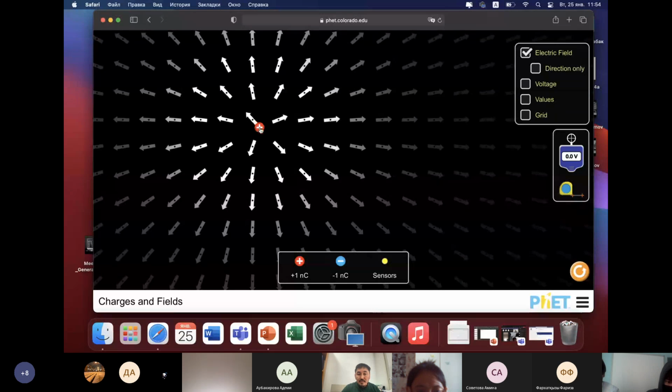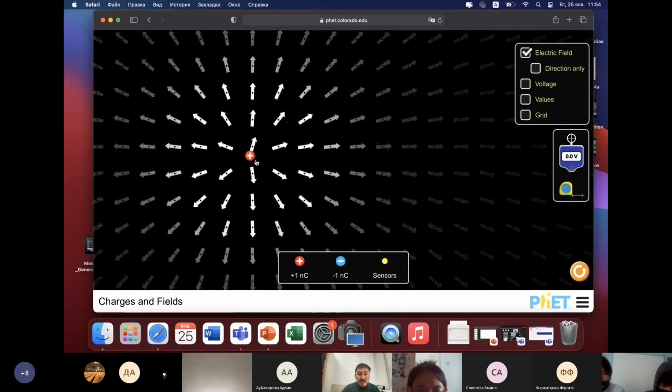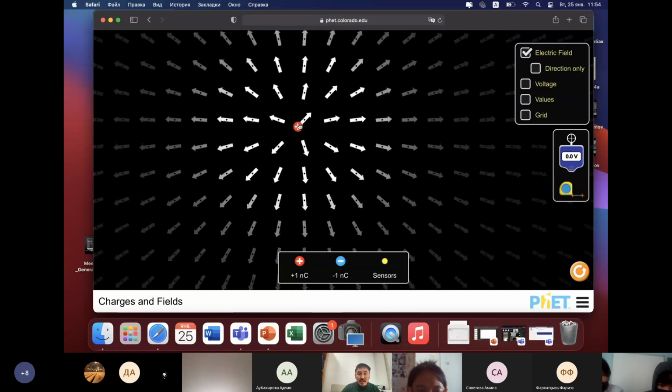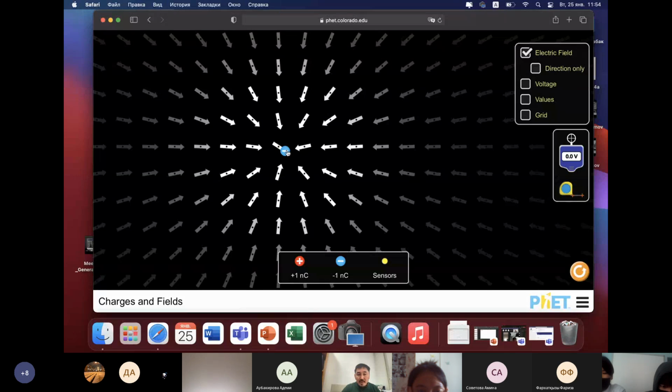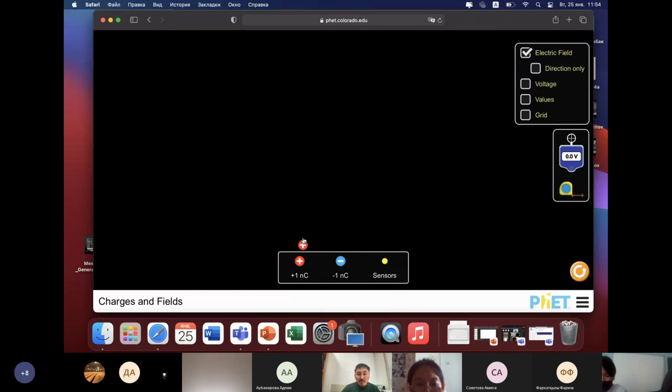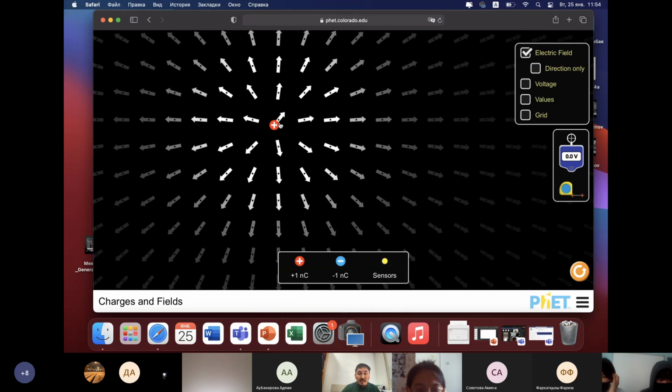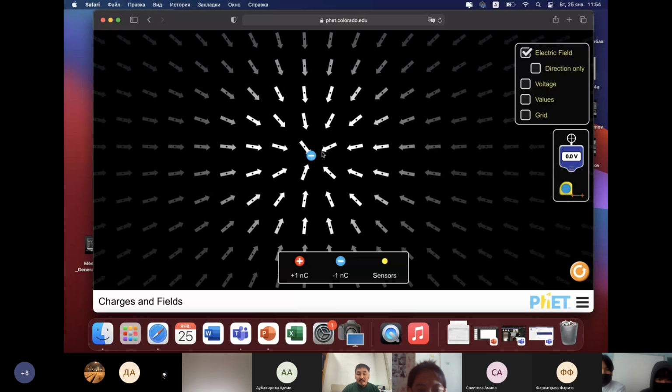If I move it here, it will always have some direction. You see, it's starting from the positive. If I change it to a negative one, the arrows will come in. If I put the positive charge here, the arrows are outcoming, and when I change it to a negative one, of course, it will be incoming. So the first main thing is that the electric field made by positive charges is outcoming, and the electric field made by negative charge is incoming.